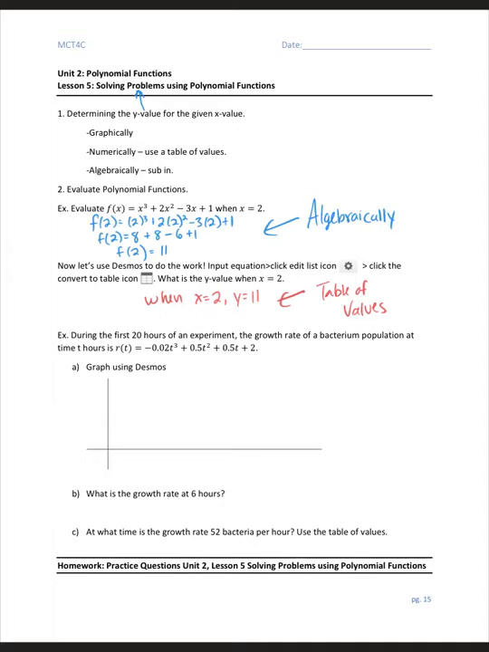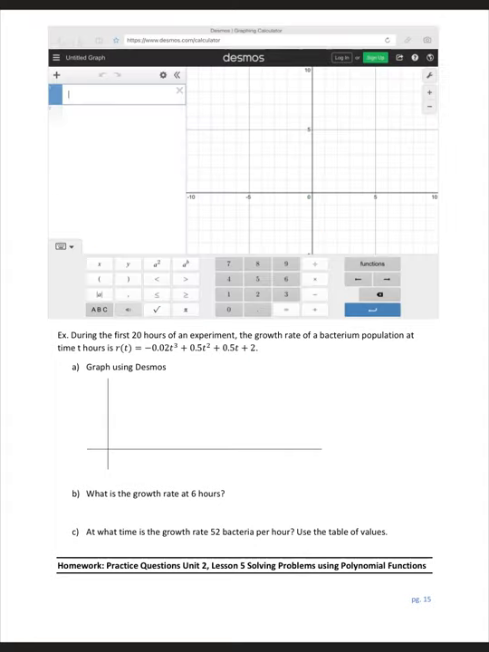So one more method when we're trying to solve a problem using polynomial functions is we can do so graphically. So during the first 20 hours of an experiment, the growth rate of a bacterium population at time t hours is r(t) = -0.02t^3 + 0.5t^2 + 0.5t + 2. So let's graph this using Desmos again.